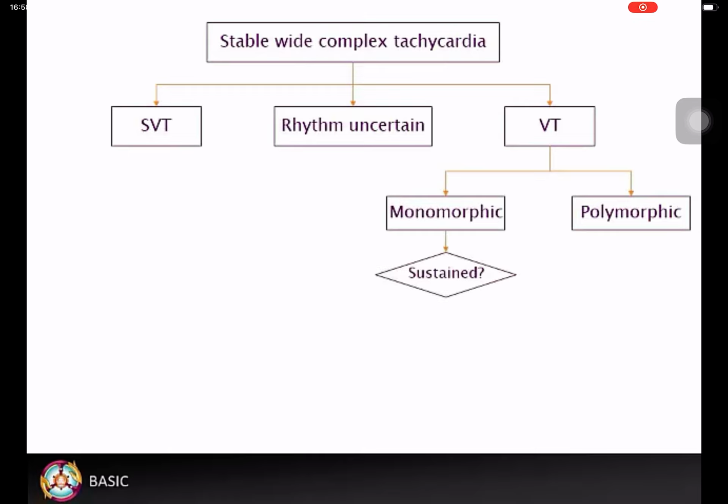For monomorphic VT, see if it is sustained, i.e. persists for more than 30 seconds. Unsustained monomorphic VT should trigger a search for a cause, including checking arterial blood gases, electrolytes, and the position of any central venous catheters, as well as looking for evidence of myocardial ischemia.